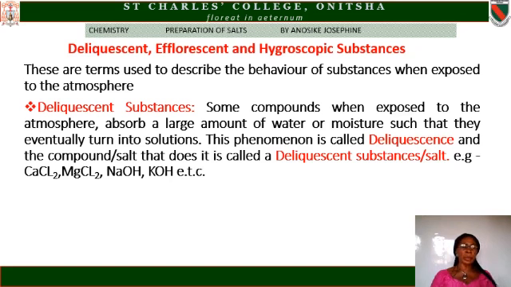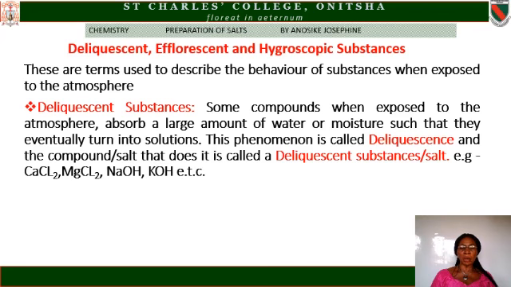We now look into the first one, deliquescent substances. What are they? Some compounds, when exposed to the atmosphere, absorb a large amount of water or moisture so that they turn into solutions. What we are saying here is that when you expose these substances or compounds to the atmosphere, they will trap molecules of water from their surroundings. They will trap it in such a way that they can even dissolve in it to form solutions.